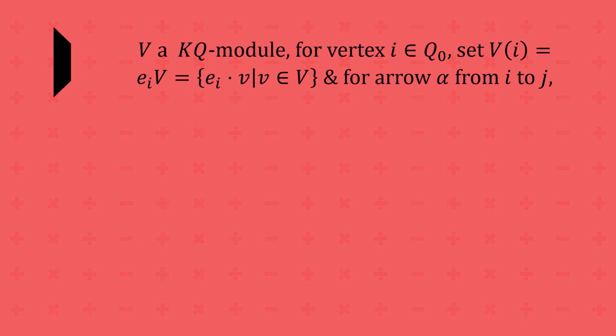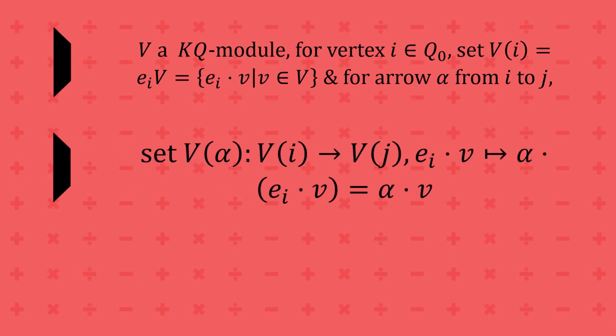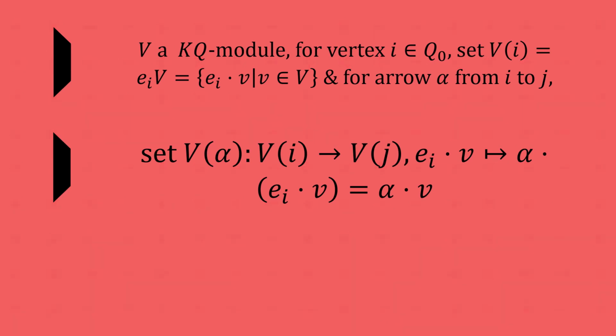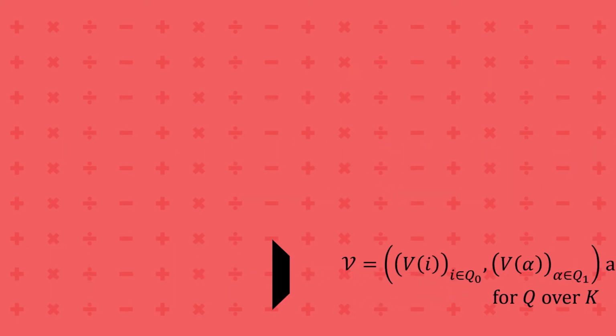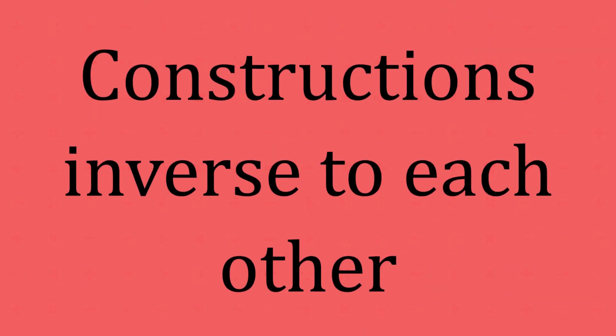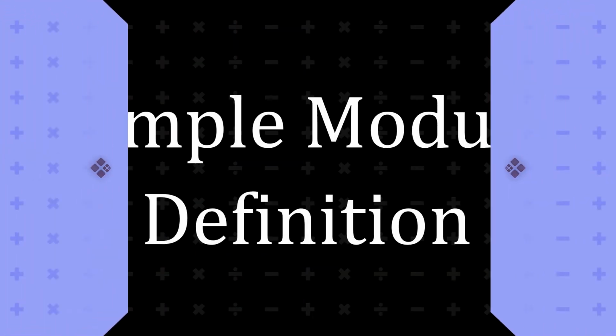Conversely, if V is a kQ module, then for any vertex i in Q0, we can set Vi equaling ei V, and for any alpha from vertex i to vertex j, we can set V alpha from Vi to Vj given by e dot v is equal to alpha dot v. Then V is a representation for the quiver Q over k. These two constructions are inverse to each other. Now we're going to focus on simple modules.